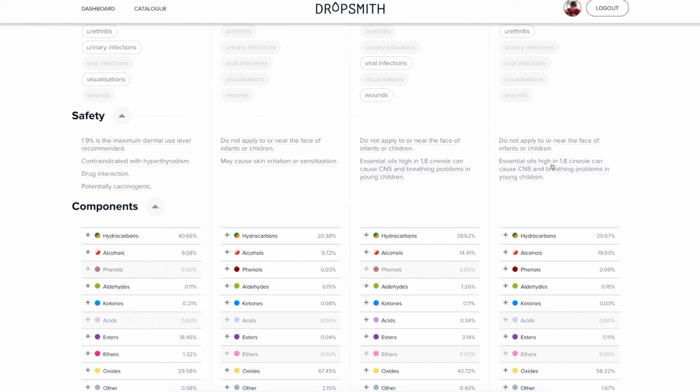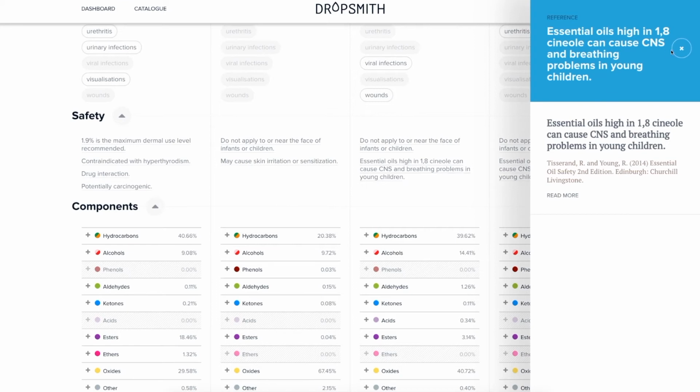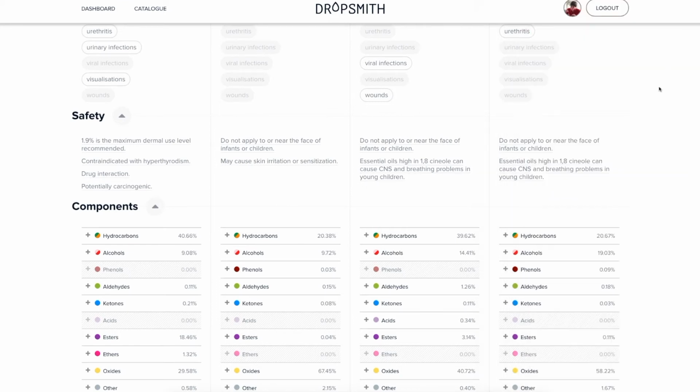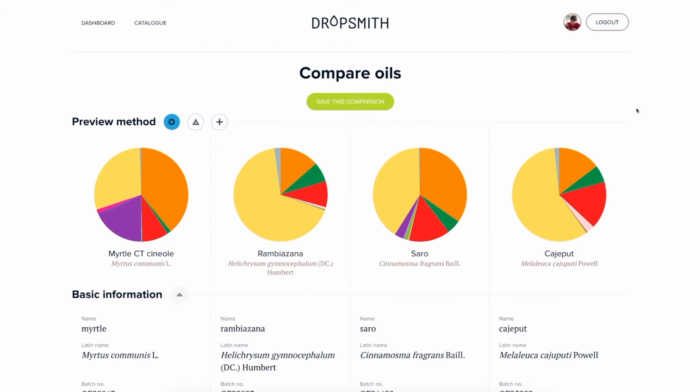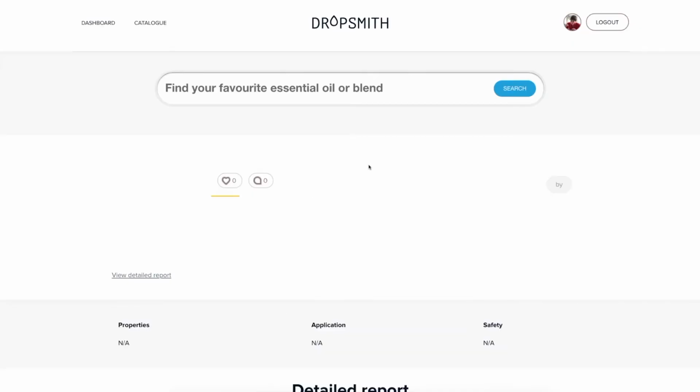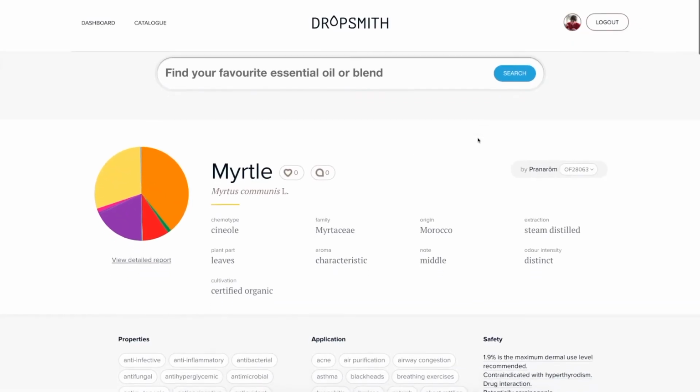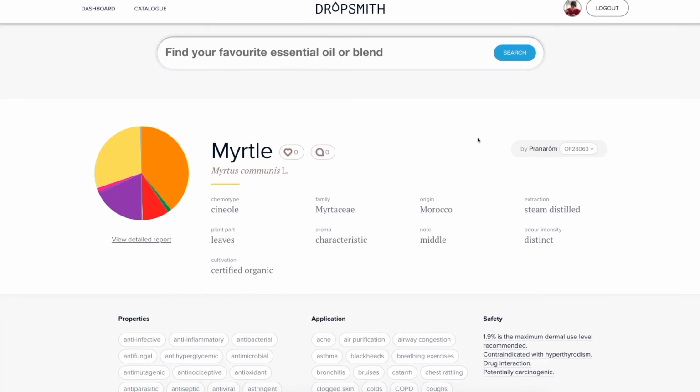Also, I wanted to point out that safety here is also quite similar, you will see, and that is probably because of the 1,8 cineole content, which is quite strong and should be used with care. But Katya has also mentioned a little bit on synergy, so I want to look at that. So let's choose one of these oils and look at how chemical composition and classifying chemical components into groups helps us, and how we can use this in our practice.